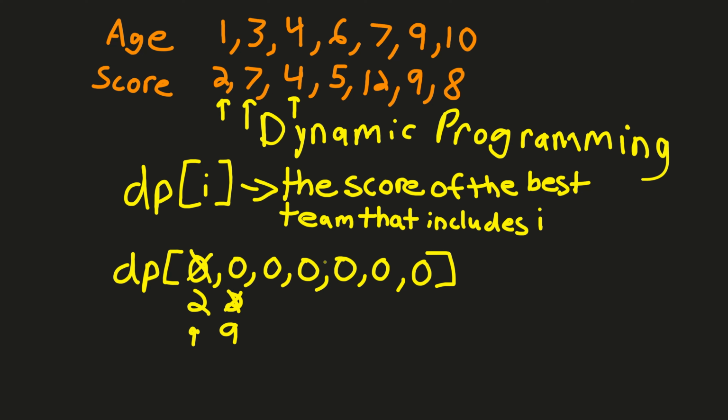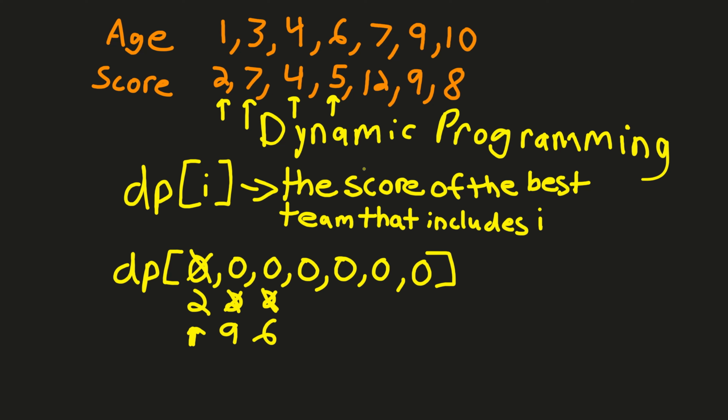So now we're going to look at 4, and what we're going to do again is loop through and find the best team that currently exists that is less than 4. So if we look at 2, 2 is less than 4, so we're allowed to include 2, and the best team that includes 2 scores 2, so we're going to include that. Then we're going to look at 7, and we see, okay, 7 is not less than 4, which means we can't include 7, so we're not going to consider that team. So then we're going to look at 4, and obviously 4 can include itself, which means now we can add 4 to it. So the best team up until now that includes 4 has a total score of 6.